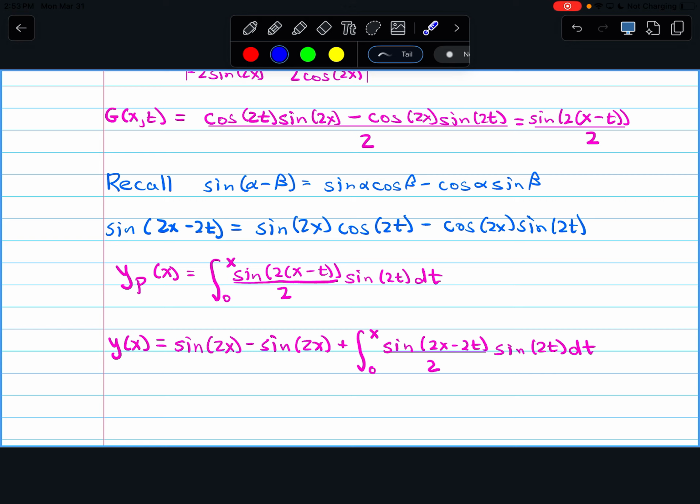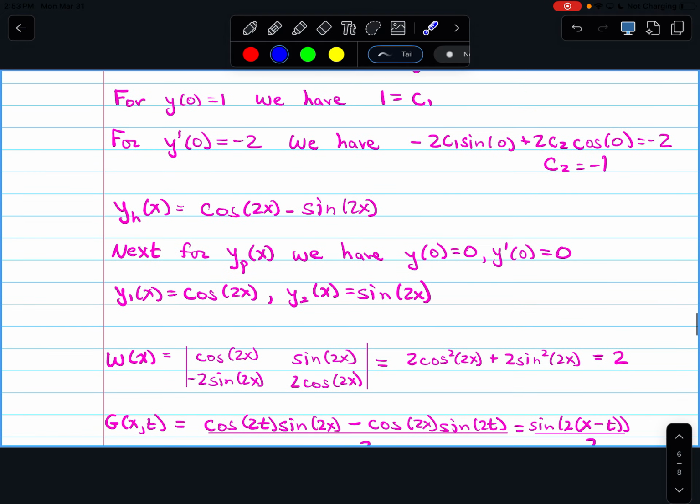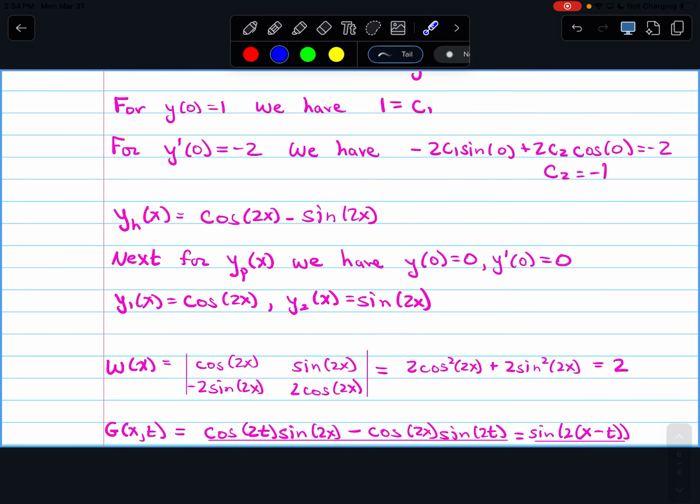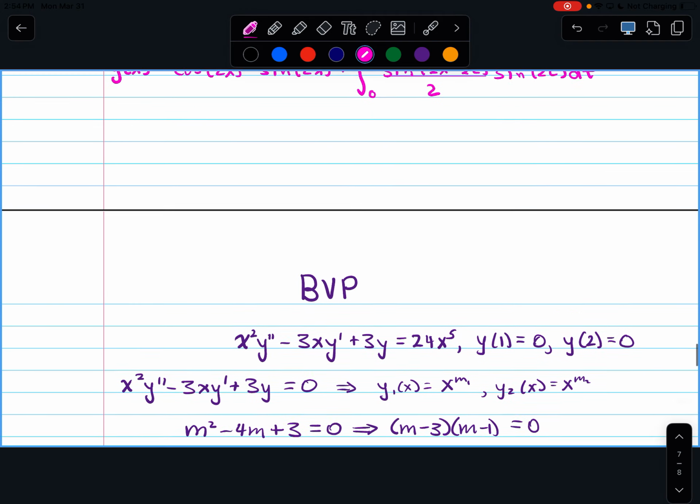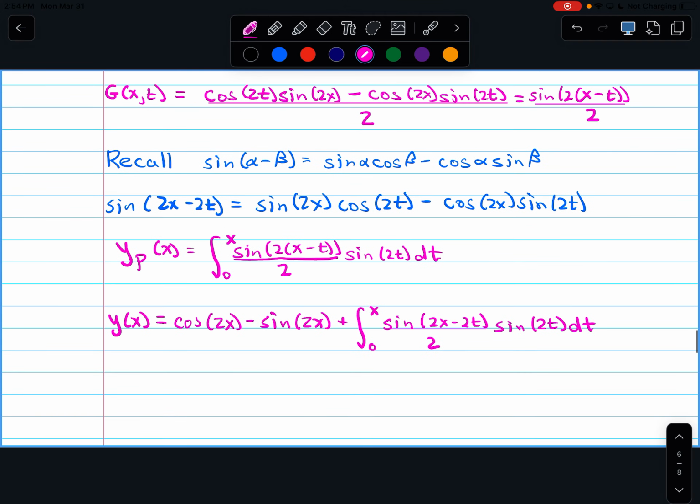Now, as far as just the general solution, we've got cosine 2x minus sine 2x. Now, it looks like I miswrote something here. So this is cosine 2x minus sine 2x plus the particular solution. So that's the complete solution there. And that's how we deal with these initial value problems.